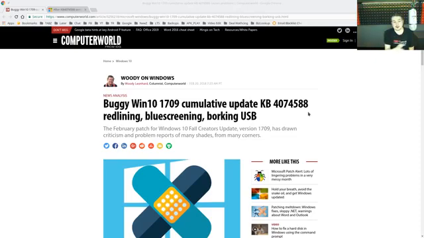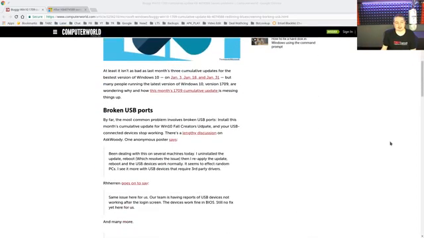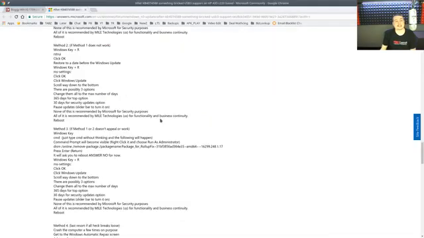So let's hope you're not affected by this. This is the buggy Windows 10 cumulative update. This is the Fall Creators update, so 1709, and it is the specific patch KB4074588, and it's causing lots of problems with blue screening and borking USB. So there's an article here on Computer World, but let's dig into the details of the solution, because hopefully that's why you're here.